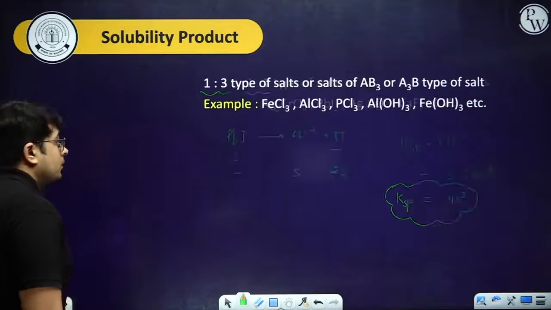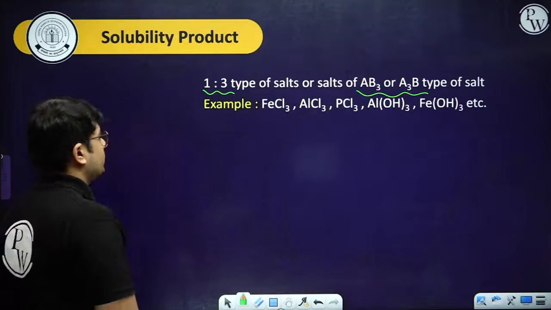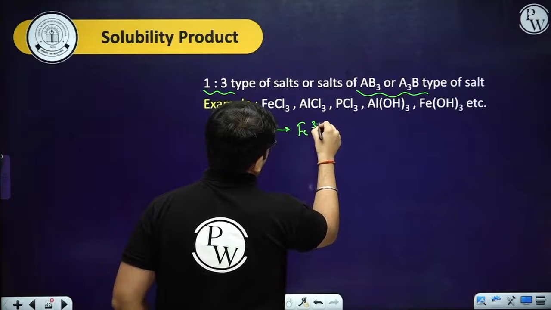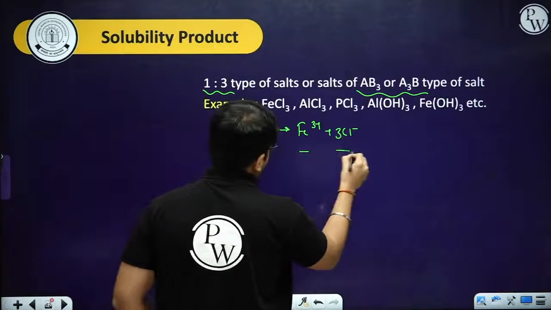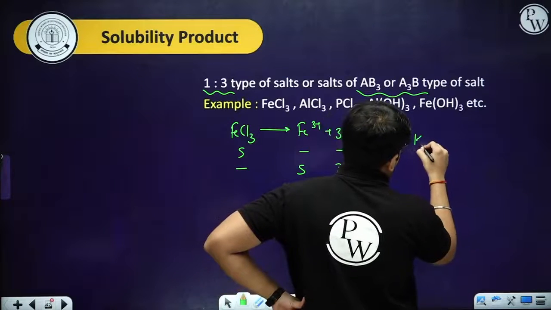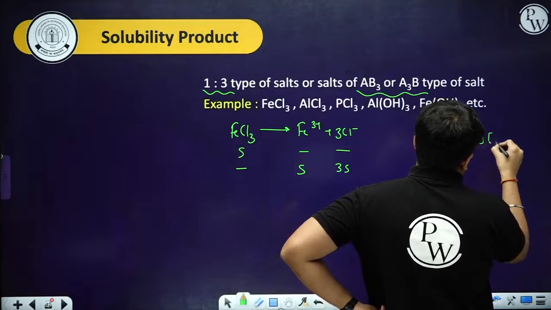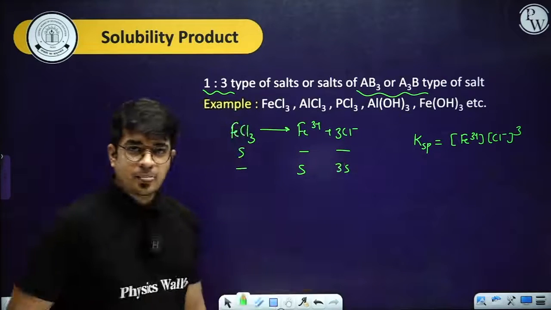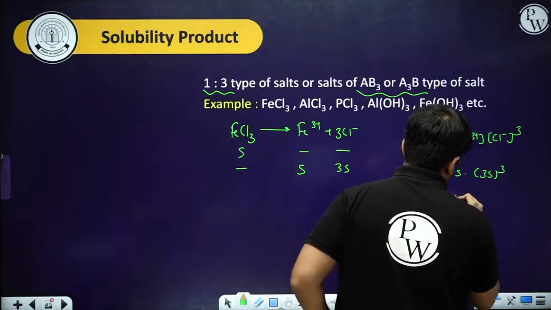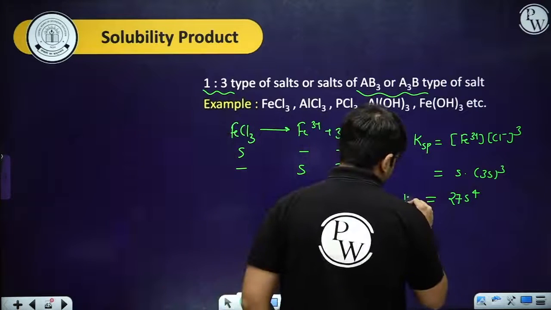Now 1:3, AB3 or A3B. So in this particular case, let's say I am using FeCl3. It is going to be converted into Fe3 positive plus 3Cl negative. S, nothing, S and 3S. In this particular case, Ksp will be equal to the concentration of Fe3 positive times Cl negative raised to the power 3, stoichiometry. Now put the value. That will be S into 3S raised to the power 3. That will be 27S raised to the power 4. I hope this part is clear. That will be the Ksp in this particular case.